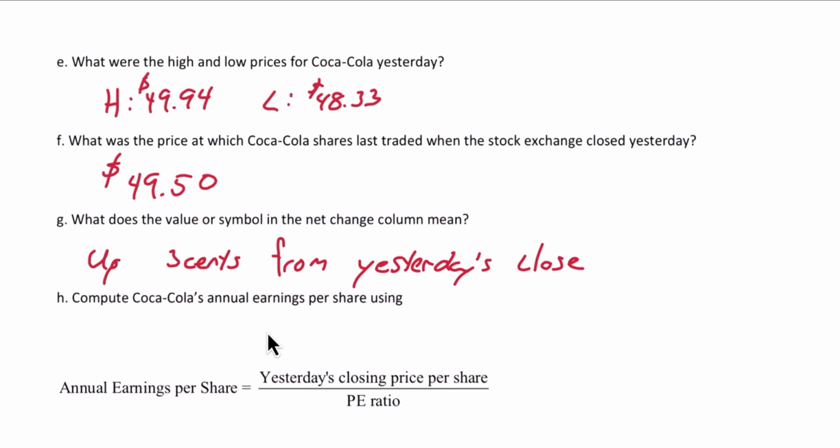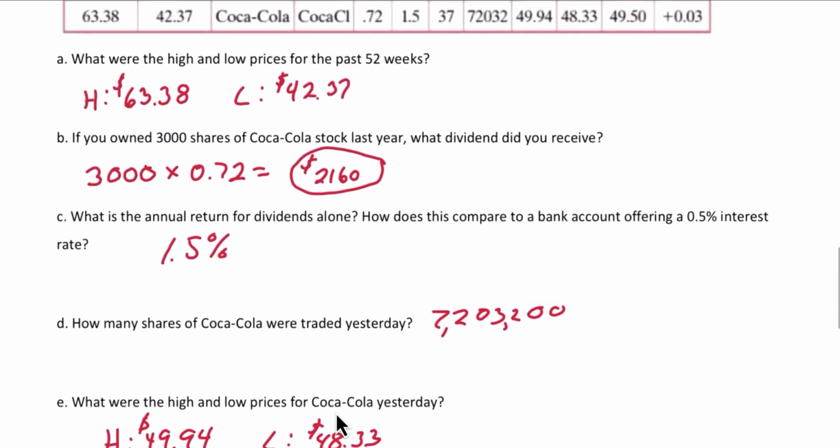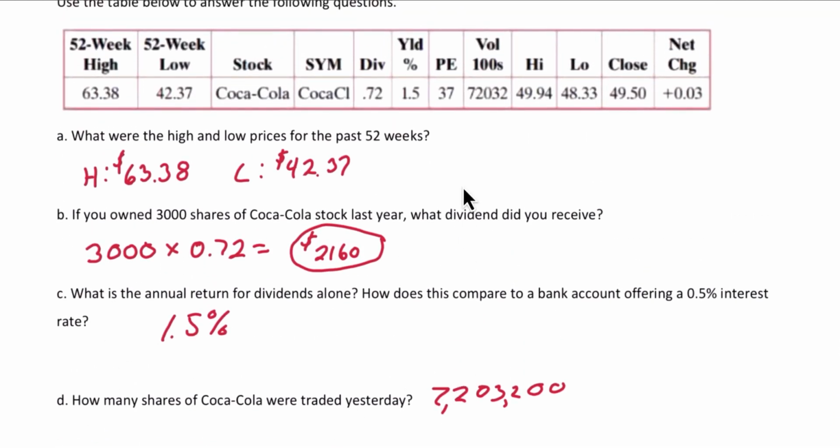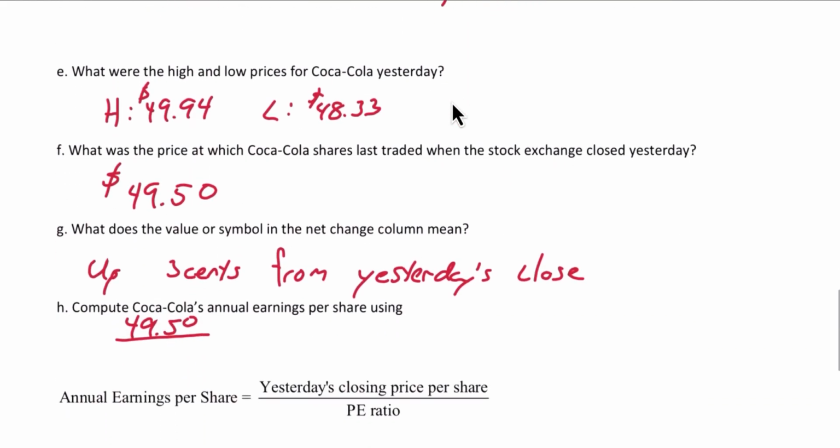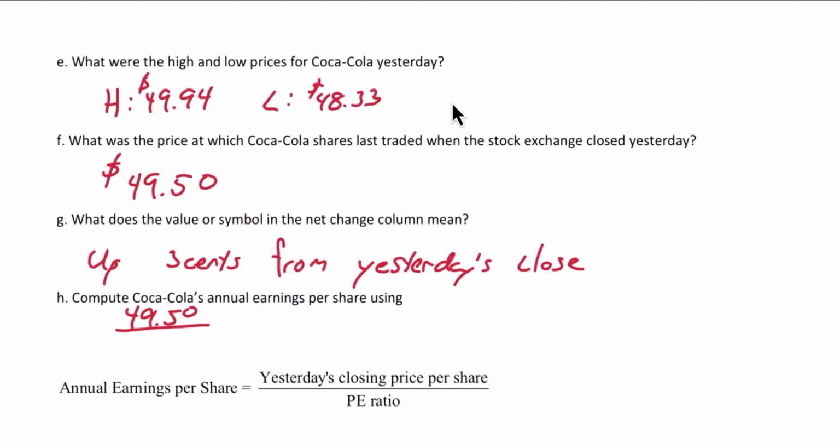Compute Coca-Cola's annual earnings per share. The formula for that is yesterday's close divided by the PE ratio. So we know the close yesterday was 49.50. Now let's find the PE ratio. Again, going back to the table, we can see that the PE ratio is 37. So we'll divide by 37. This gives us approximately $1.34.